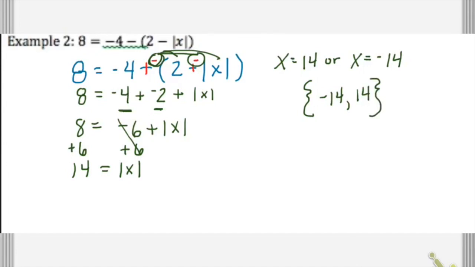Getting the absolute value bars by itself, then finding the absolute value. For this next example, I've got a value being multiplied by the absolute value of x. So to undo that, I would multiply by the inverse. So the inverse of negative 4/5 is negative 5/4. So I would take that and I want to multiply by what I had on both sides of the equation.